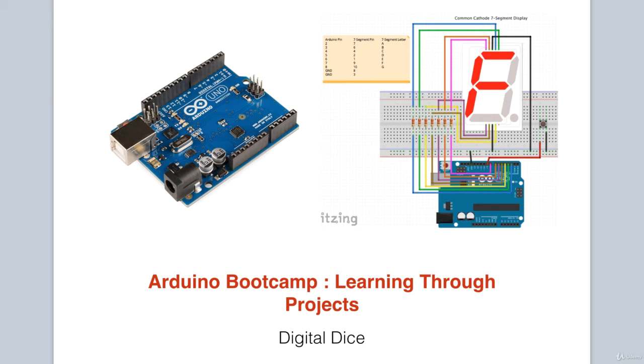In this project, we will learn about 7-segment displays and how to interface them with your Arduino. These components are a handy visual aid that you can incorporate into many Arduino projects. We will be making a digital dice using a 7-segment display and a button.